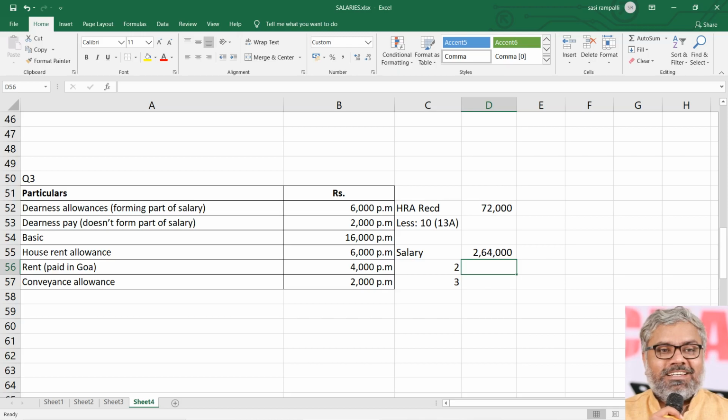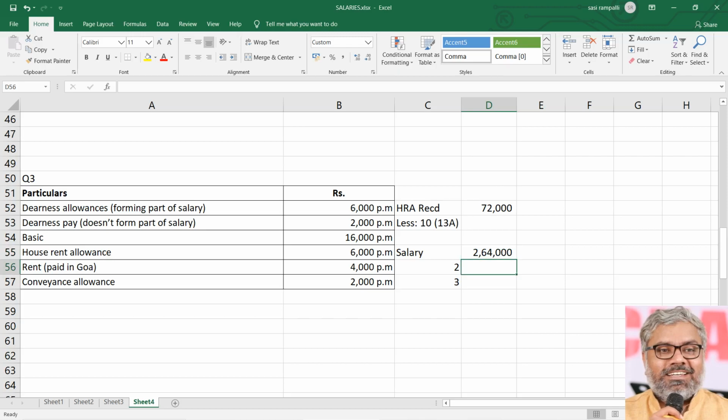And here conveyance allowance is given. Once again, that should not be taken as part of salary here. Only three things are there. Whatever information available is unnecessary, that should not be included. So basic plus DA forming part of salary, only two will be taken. So that is salary for the purpose of 10(13A).